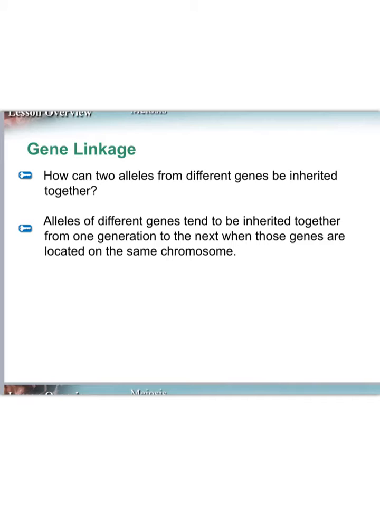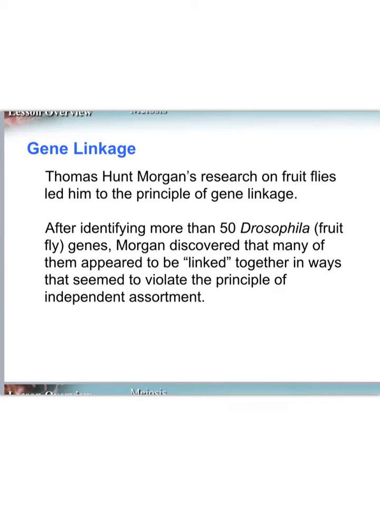How can two alleles from different genes be inherited together? Alleles of different genes tend to be inherited together from one generation to the next when those genes are located on the same chromosome. Thomas Hunt Morgan's research on fruit flies led him to the principle of gene linkage. After identifying more than 50 Drosophila fruit fly genes, Morgan discovered that many of them appeared to be linked together in ways that seemed to violate the principle of independent assortment.